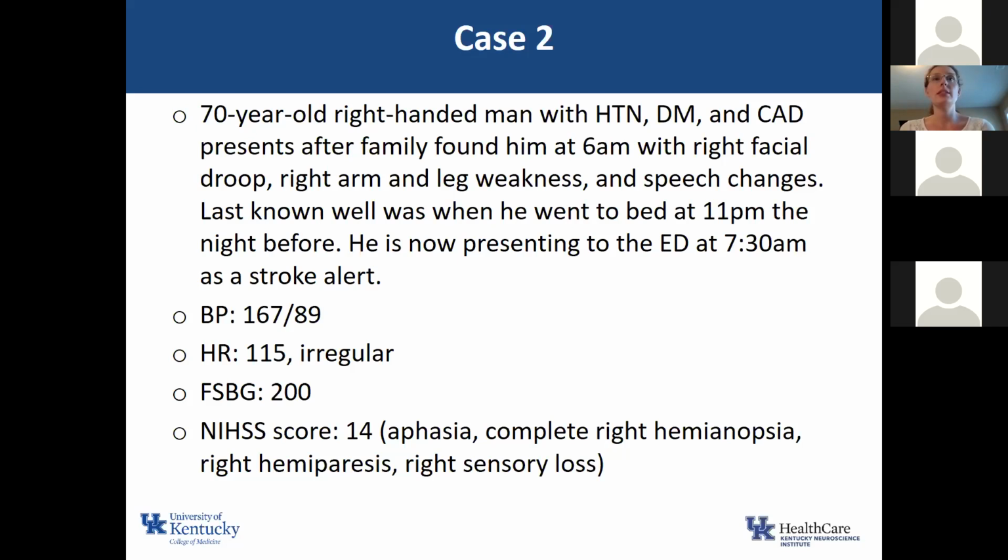Blood pressure is 167/89. Heart rate is irregular and a little tachycardic at 115. Glucose is slightly elevated at 200. NIH stroke scale score is 14, so his is much higher. He has an aphasia. He has a complete right hemianopsia, so he has vision loss in the right fields in both eyes. He has right hemiparesis and right sensory loss.